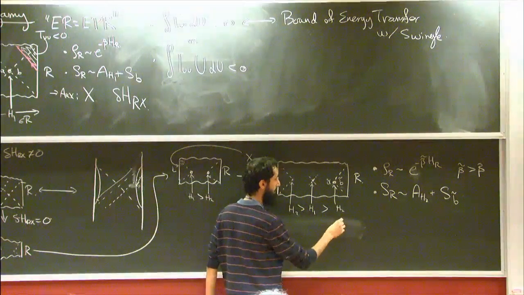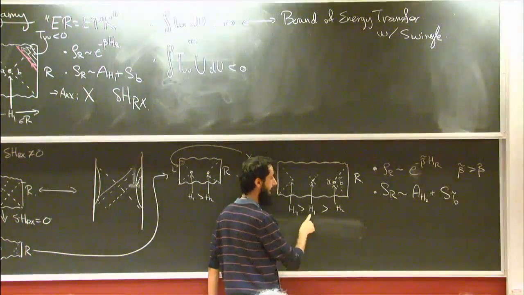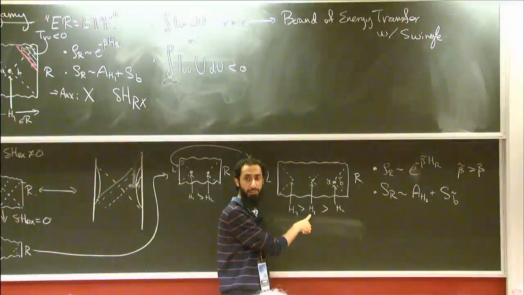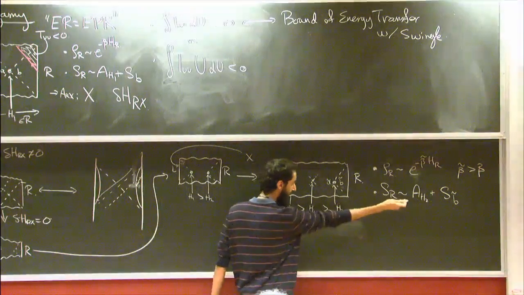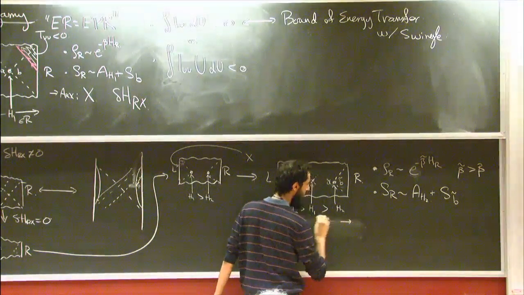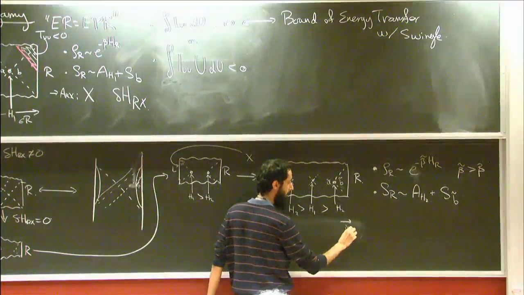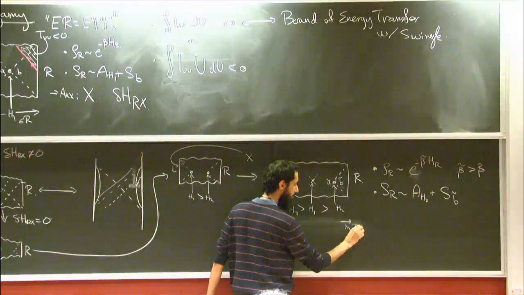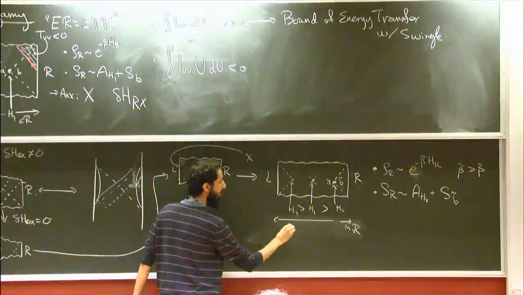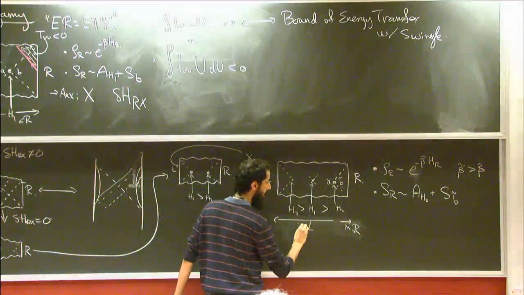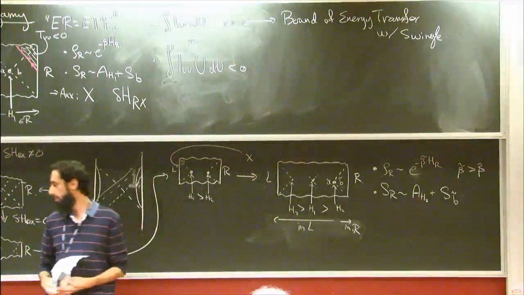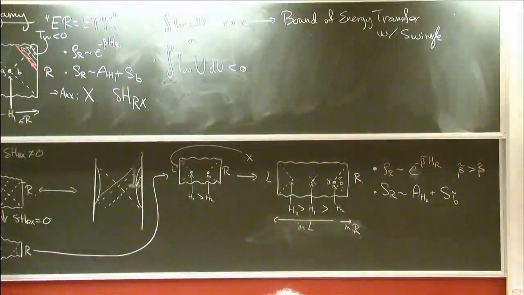But as Dan is dying to point out, H1 is no longer the RT surface. The RT surface is H2, given this. So everything to the right of H2 is in R, and everything to the left of H2 is in L. So something very interesting happened.